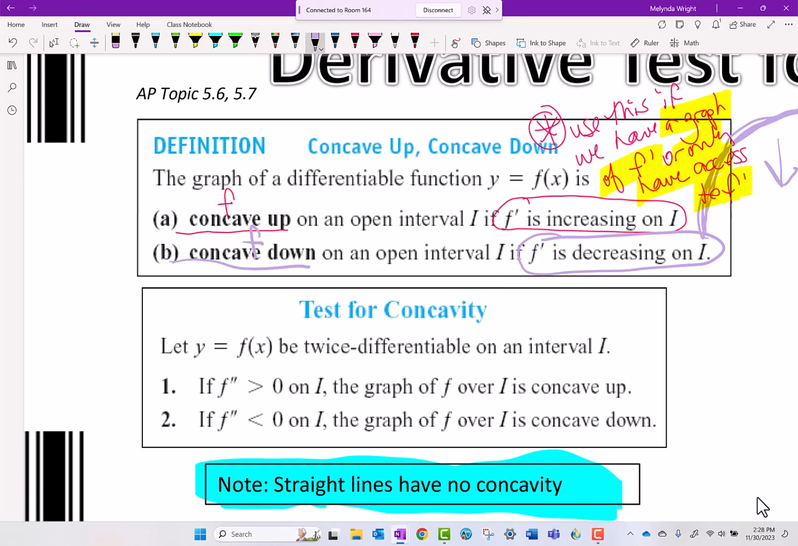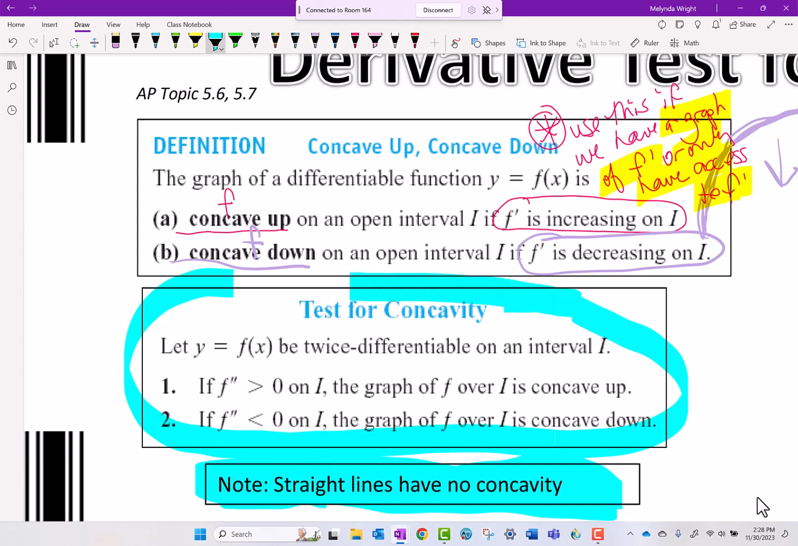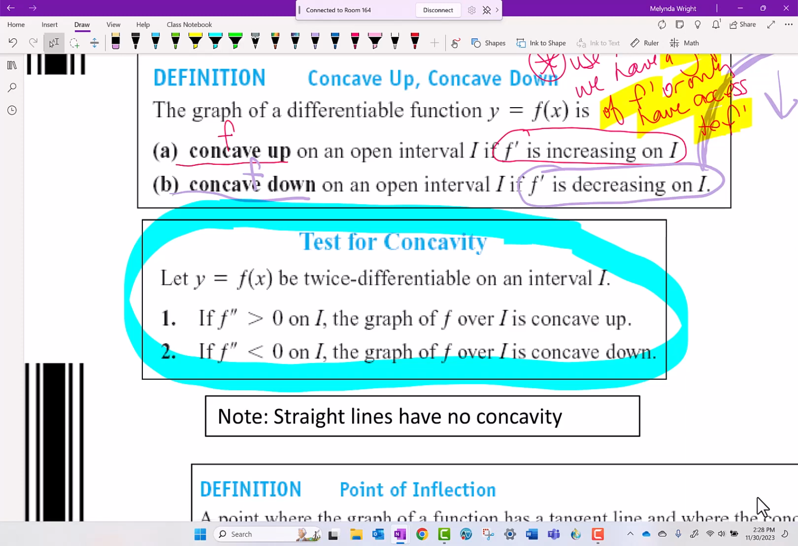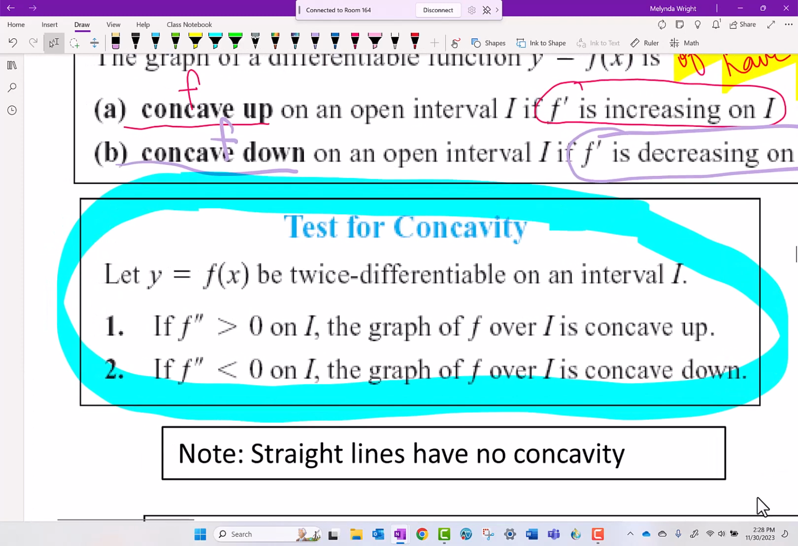The way that I prefer to do concavity is to use the second derivative. It's really, to be honest, the easiest. So I'm going to circle this. This is what I would prefer to use, the second derivative. But we can't always do that. It's not always possible. Yes, we want the second derivative. To get the second derivative, the function has to be twice differentiable.